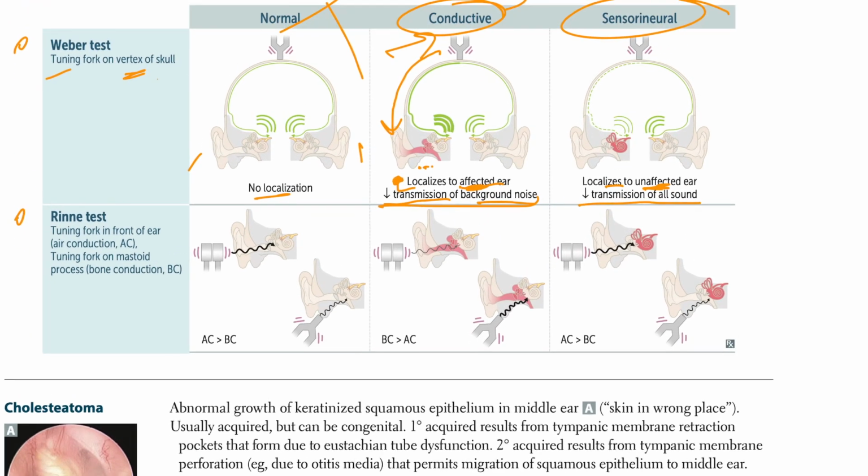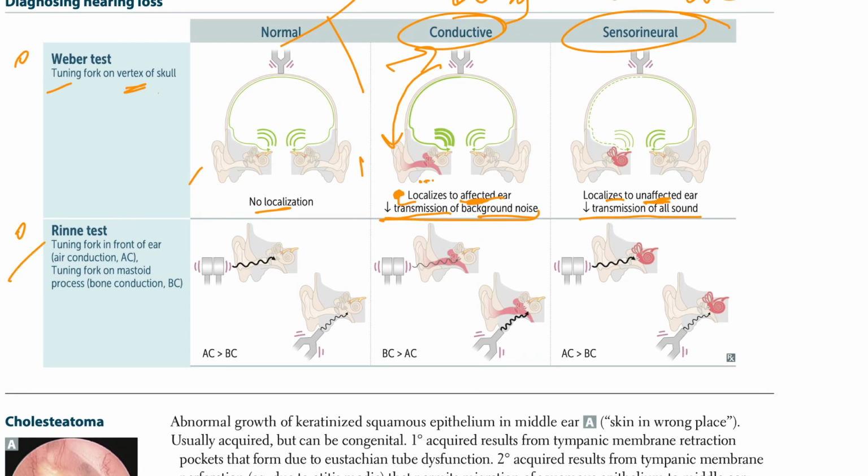Now let's take a look at the Rinne test. In the Rinne test, the tuning fork is placed in front of the ear. We do place it in front, but first we place it on the mastoid process. So let's just take a look. First, we put the tuning fork on the mastoid process to test bone conduction. As soon as they stop hearing it from the bone conduction, we move it all the way to the ear and say, hey, can you hear this? And that's the air conduction.